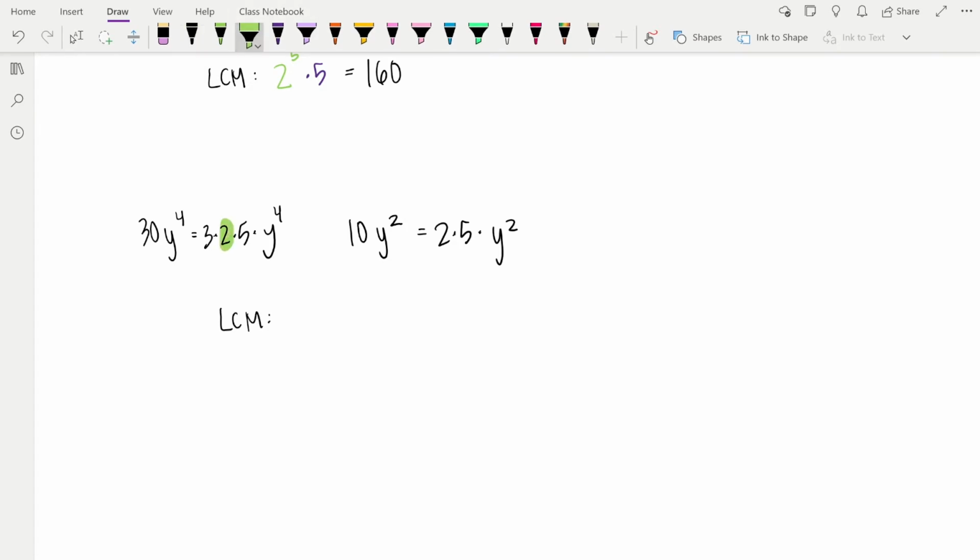All right, here's a 2 and here's a 2. The most number of 2s is just 1. Like there's no exponent on any of the 2s. Here's a 3. The other one doesn't even have a 3, so I only need to take 1 3. Here's a 5. Here's a 5. The exponent is just 1. I only need 1 5. And here I have y to the 4th, and here I have y squared. So I need to take the most number of y's. I have to take all 4 of these y's as y to the 4th power.